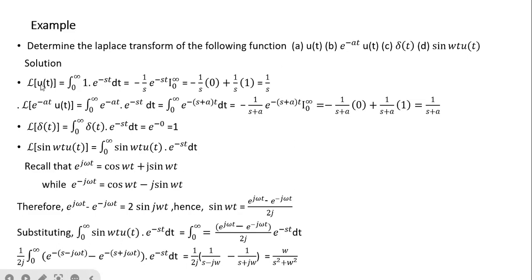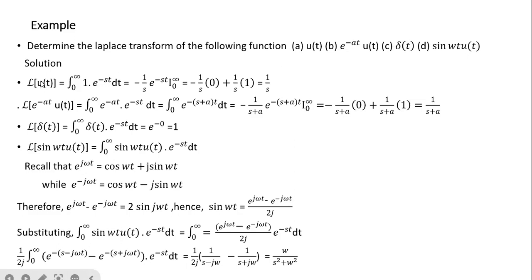Here we have the Laplace transform of u of t. What is the Laplace transform of u of t? Now this u, its magnitude here is 1. It's actually a unit step function. It has a magnitude of what? Unity. So here we're representing it with its magnitude.